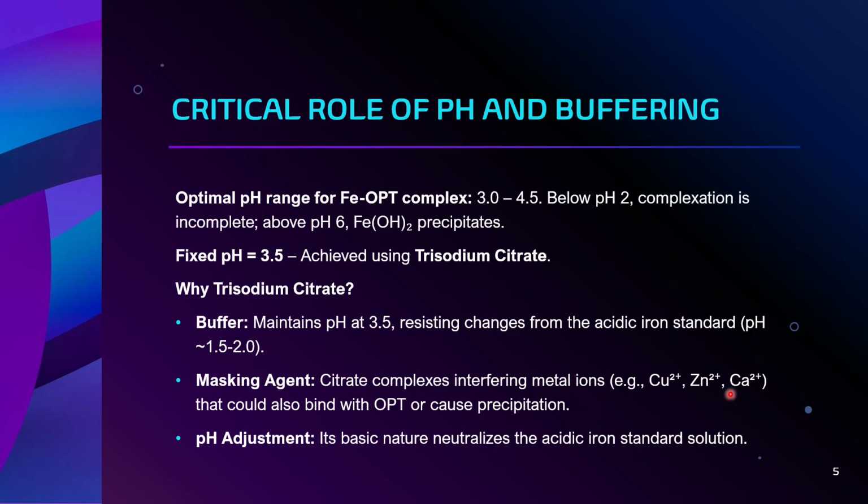Now the next critical part is the adjustment of pH. The complex between iron and OPT can be formed in a pH range of 3.0 to 4.5, and the optimum pH for this complex is 3.5. We will achieve this pH of 3.5 by adding sodium citrate into our system, because sodium citrate is a base, as we know.